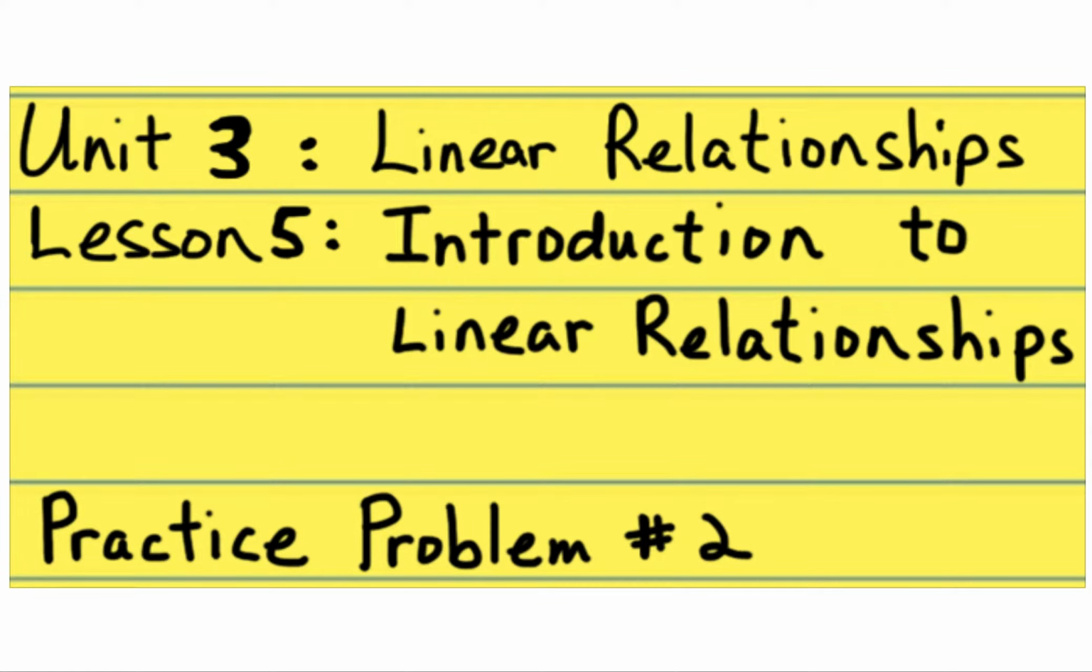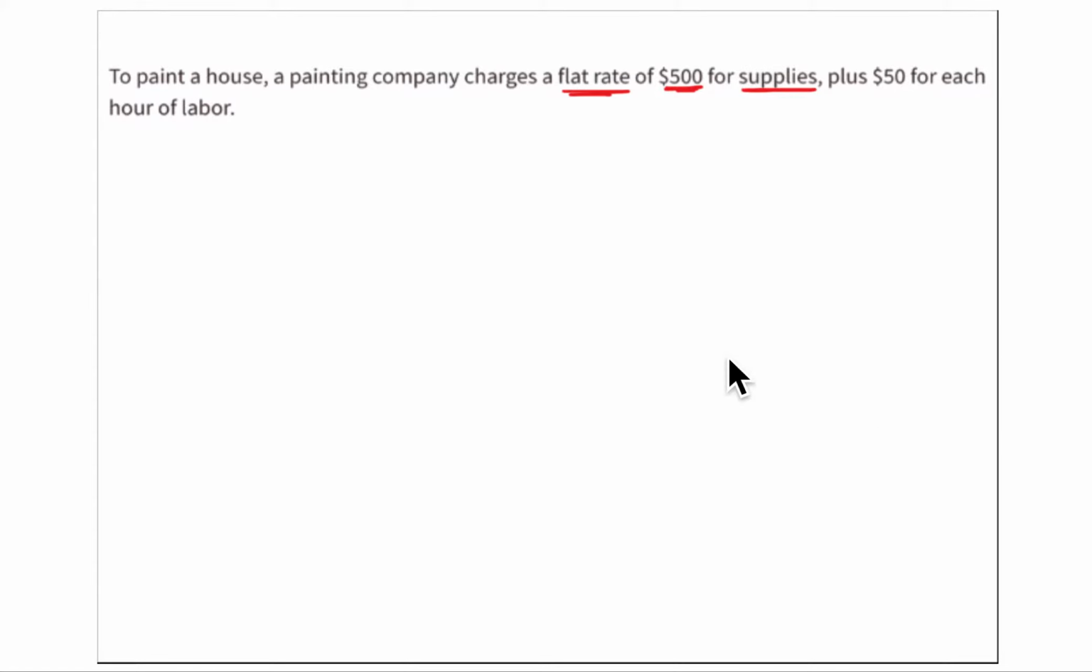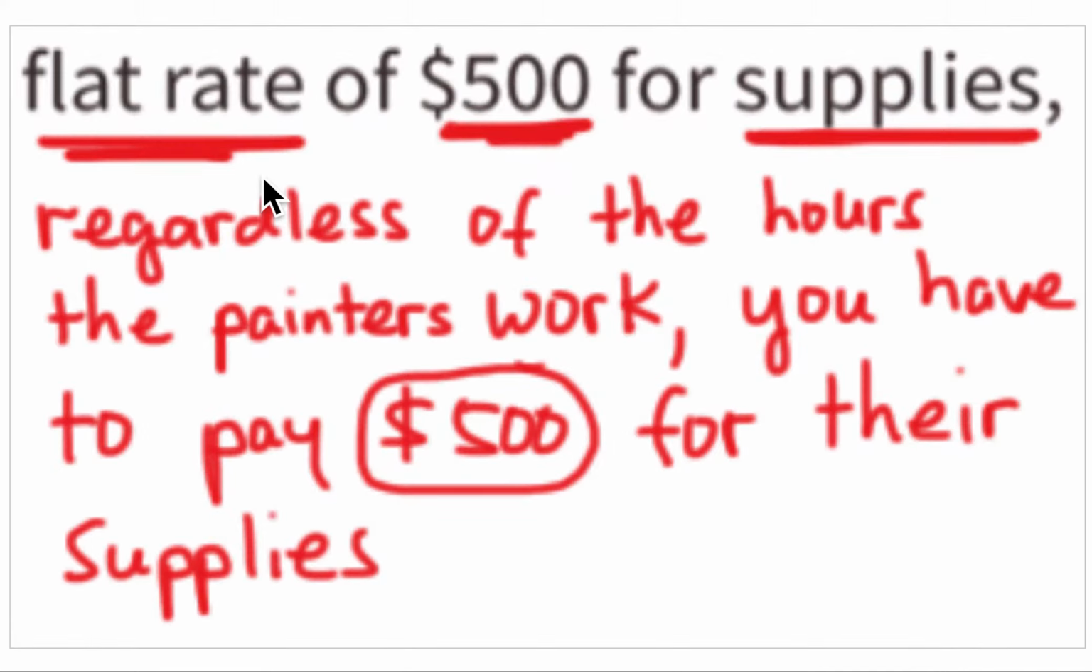This is practice problem number 2 for lesson 5, Introduction to Linear Relationships. In this problem, you're asked to figure out how much it costs to have your house painted. The painting company charges you $500 for the supplies. Before they ever paint anything on your house, you have to pay them $500 so they can get the supplies to paint the house. And they are going to charge you $50 for every hour that they work on your house.